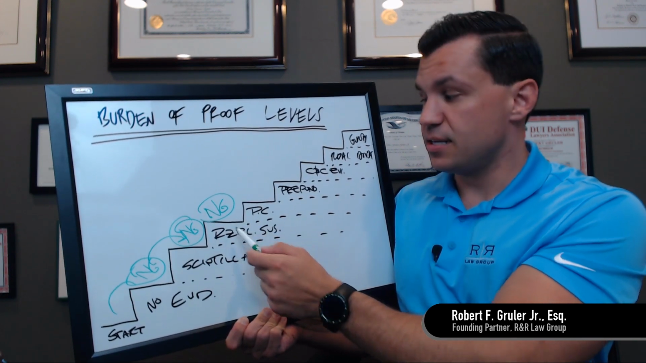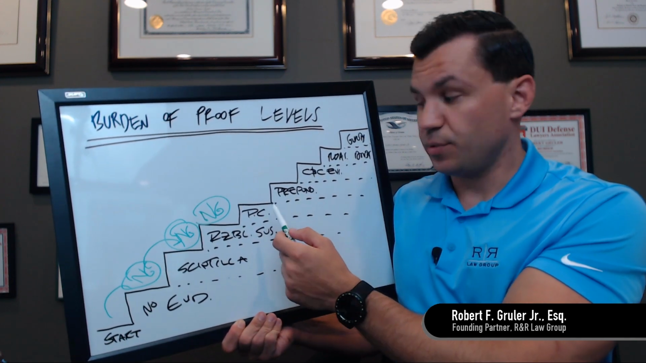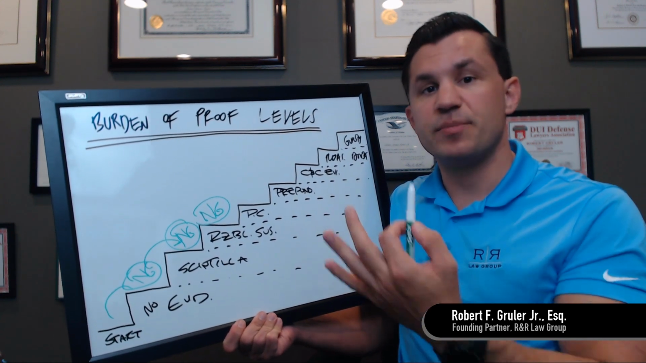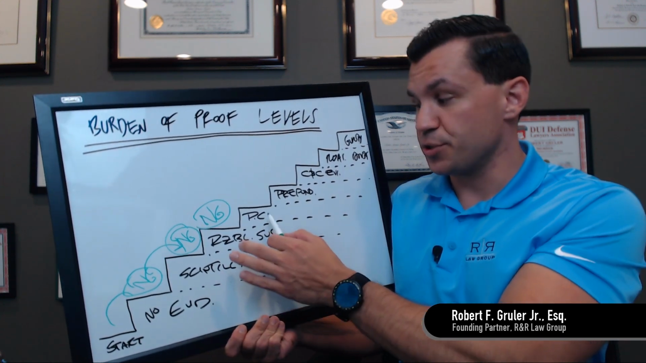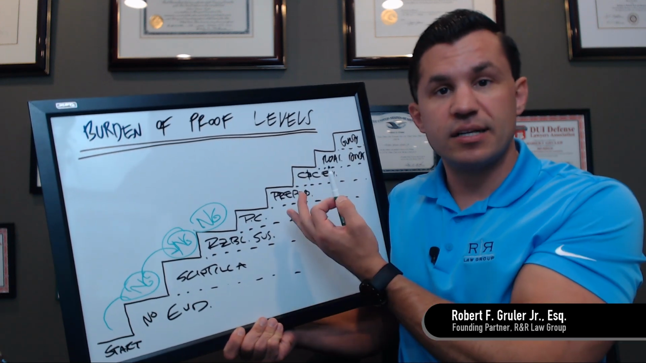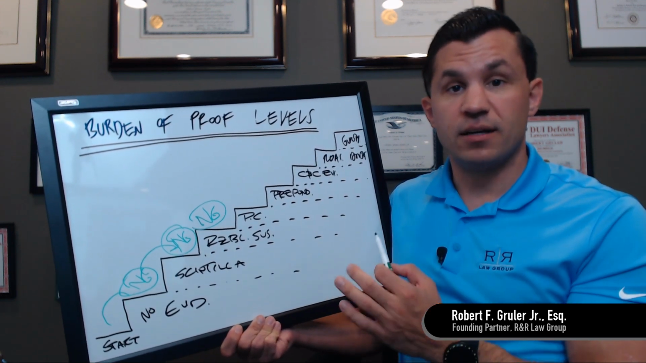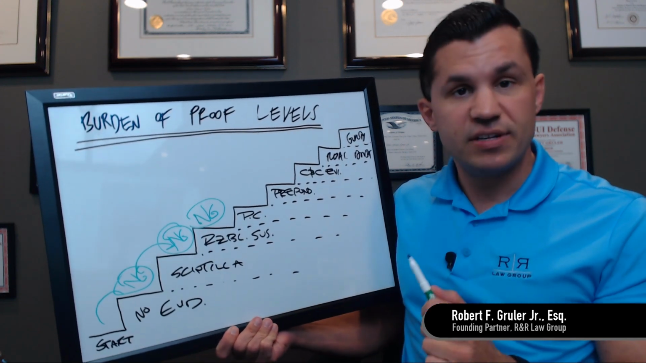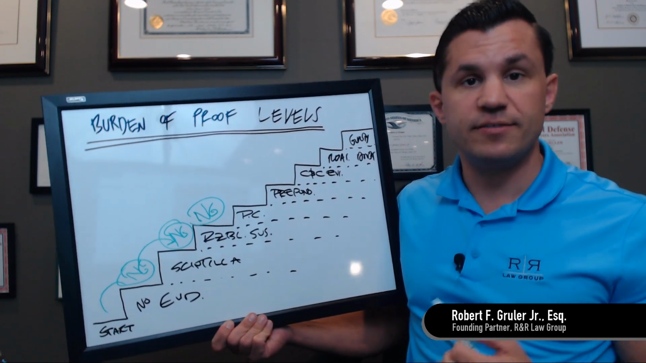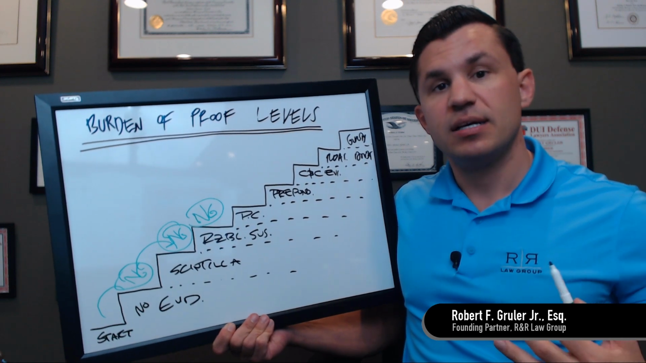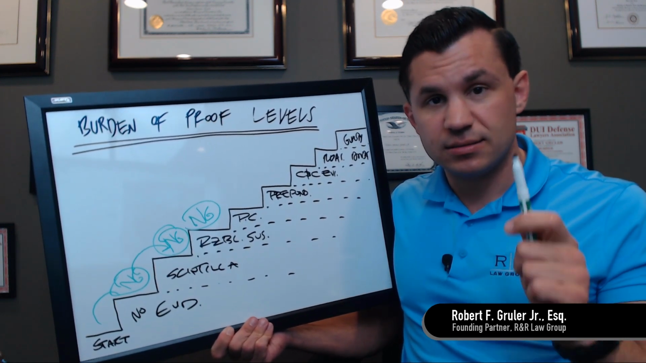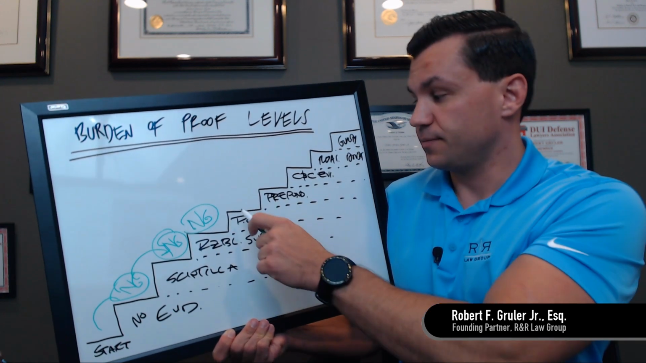PC, this is the next step up. This is what's called probable cause. There's a bit more evidence than reasonable suspicion, but it's still not enough to meet the government's burden to support a finding of guilt in a criminal case. And so even if they have probable cause to believe that something happened that was criminal in nature, it's still not guilty here.